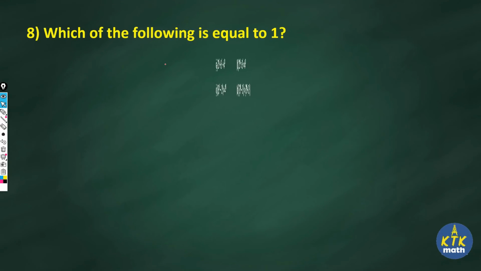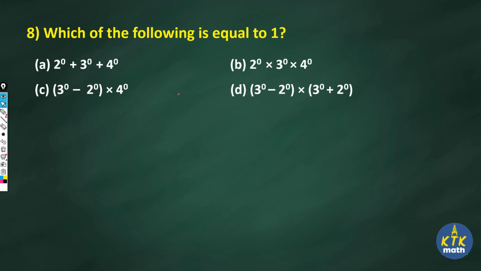Now question number 8, which of the following is equal to 1? For these kinds of questions, we can't identify the direct answer just by looking at the question. In this case, we are going to simplify each and every option and find which one gives the answer 1. So let's solve option A first. Option A, 2 power 0 plus 3 power 0 plus 4 power 0. We know that each and every power 0 value is 1. So this is going to be 1 plus 1 plus 1, which will give you 3. Therefore option A is not your answer.